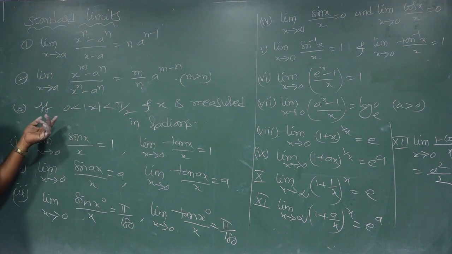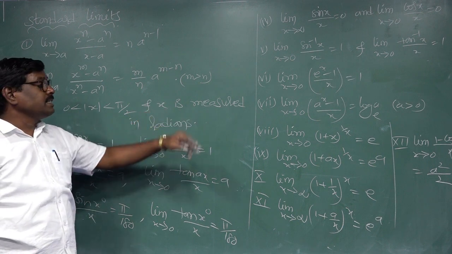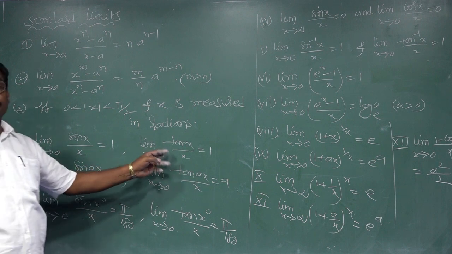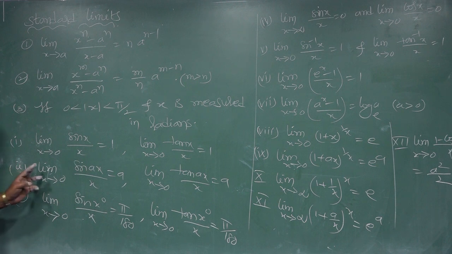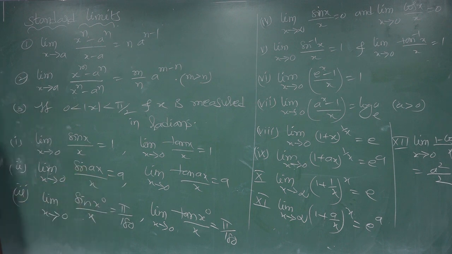Next, for 0 less than mod x less than pi by 2, x is measured in radians. This also has a proof. Limit x tends to 0 sin x by x equal to 1 and limit x tends to 0 tan x by x equal to 1. Next, second: limit x tends to 0 sin mx by x equal to m.